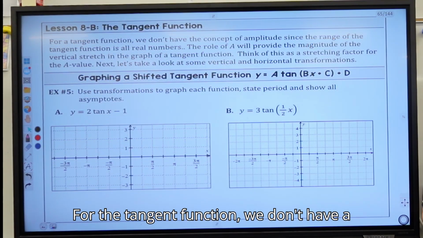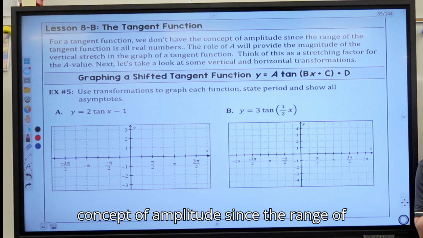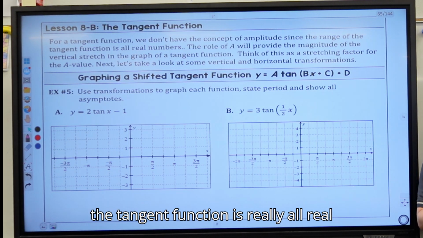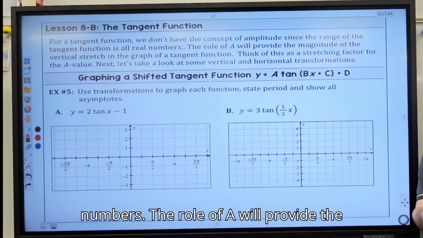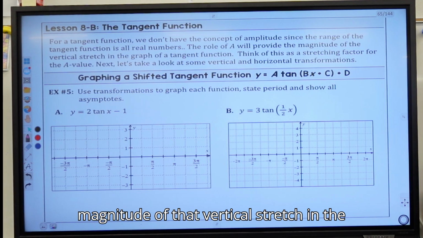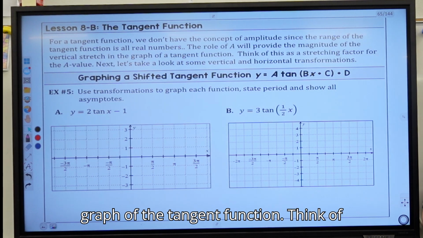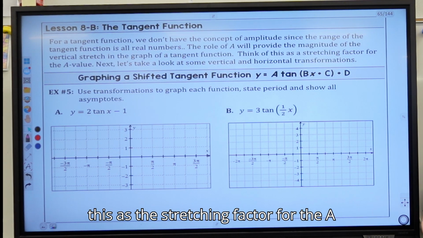For the tangent function, we don't have a concept of amplitude since the range of the tangent function is really all real numbers. The role of a will provide the magnitude of that vertical stretch in the graph of the tangent function. Think of this as the stretching factor for the a value.